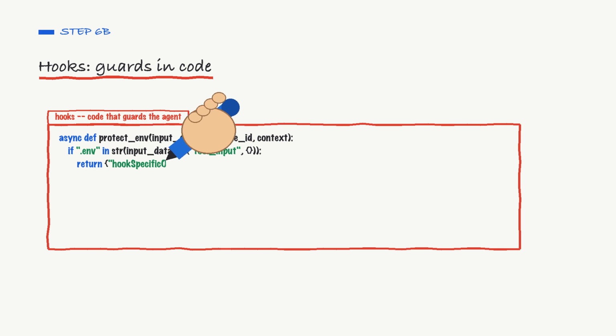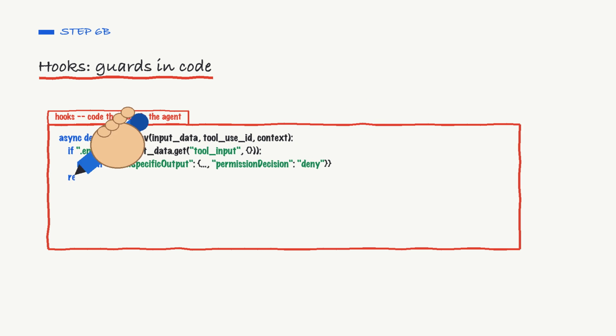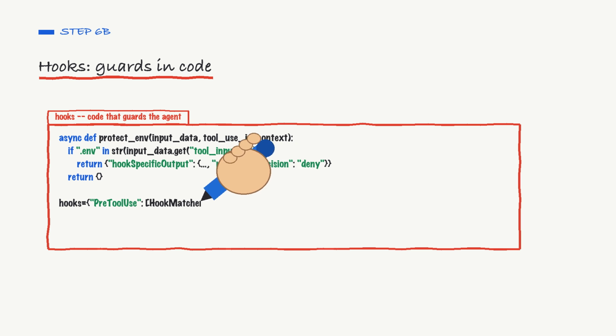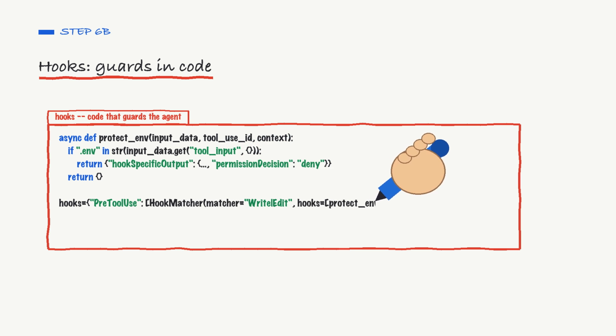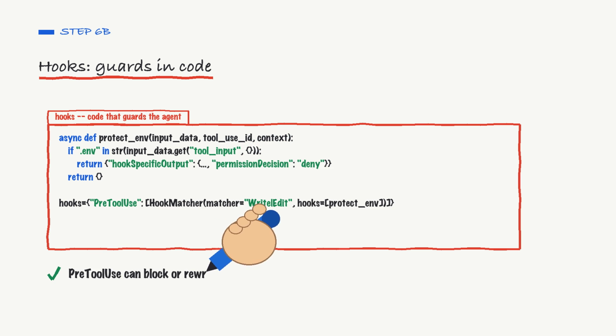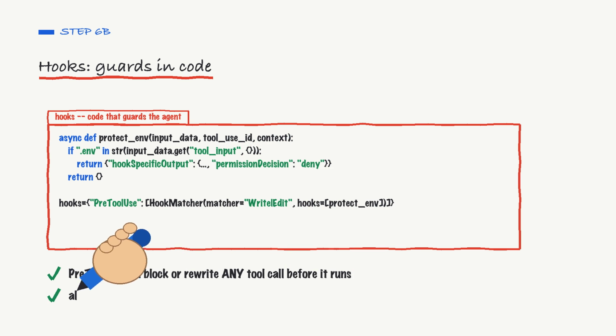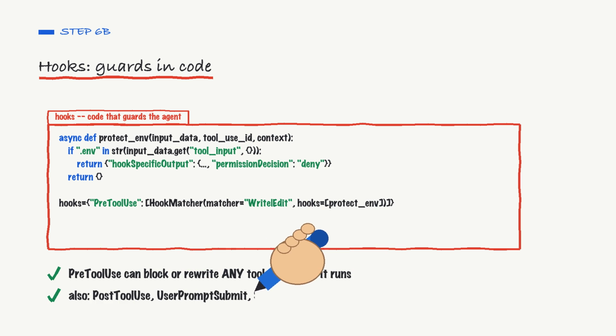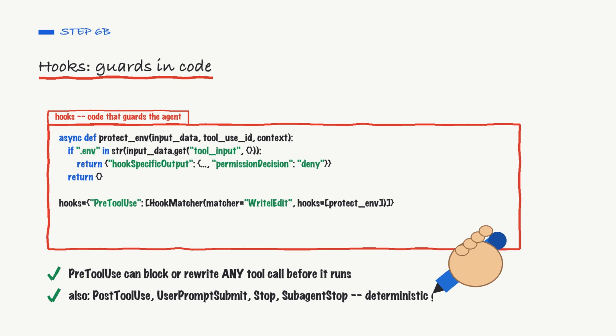Here's a real guard. If a write or edit call touches a .env file, return a deny decision with a reason, and the agent simply cannot do it deterministically, no matter what the model decides. There are hooks for after tool use, on prompt submit, on stop, on subagent stop. Prompts persuade. Hooks enforce.